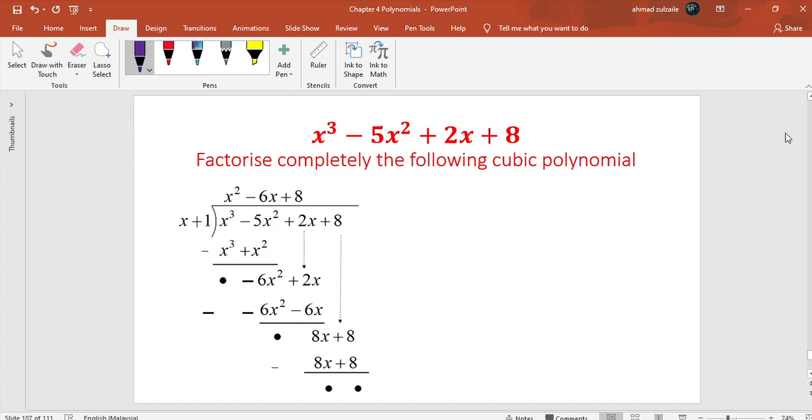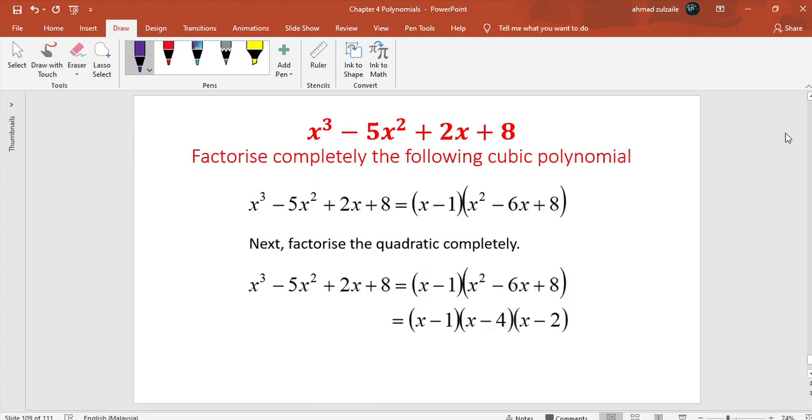So what is the conclusion here before we continue with the last step, which is to factorize completely? Now I know that when I multiply this quadratic x squared minus 6x plus 8 with x plus 1, it will equal this polynomial. Okay, alright. However, the question asks you to factorize completely. So therefore, we are going to proceed using the calculator.